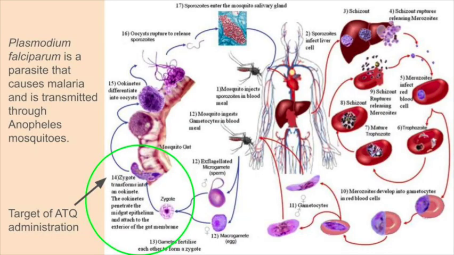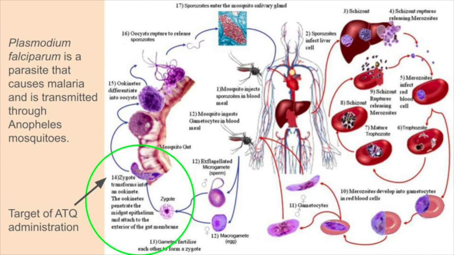Plasmodium falciparum is a parasite that causes malaria and is transmitted through the bites of Anopheles mosquitoes. Researchers demonstrate that exposure to Atovaquone, otherwise known as ATQ, shortly before or after Plasmodium falciparum infection leads to full parasite arrest in the midgut, preventing the transmission of malaria. This drug can be administered when Anopheles gambiae mosquitoes take up ATQ from the treated surfaces through their legs.